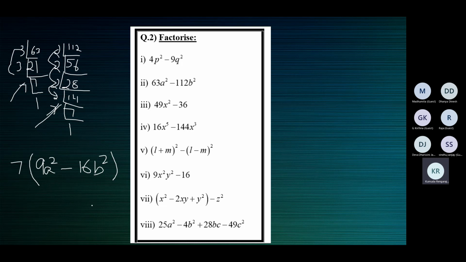Now, how many terms do we have in the bracket? 2 terms. Are they perfect squares? Yes, ma'am. 3a square and 4b square. So 3a the whole square minus 4b the whole square, which is like x square minus y square. So in the next step, write it as x plus y into x minus y. Third one is simple. Fourth one, children, what is common? Find the HCF of 16 and 144.